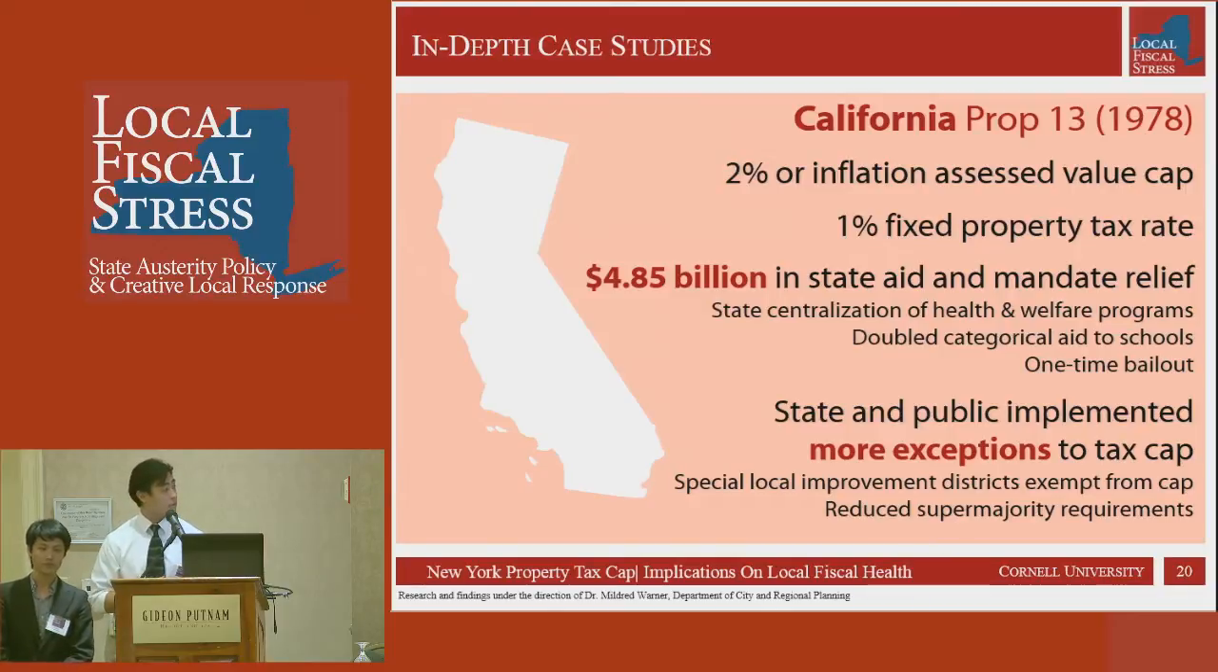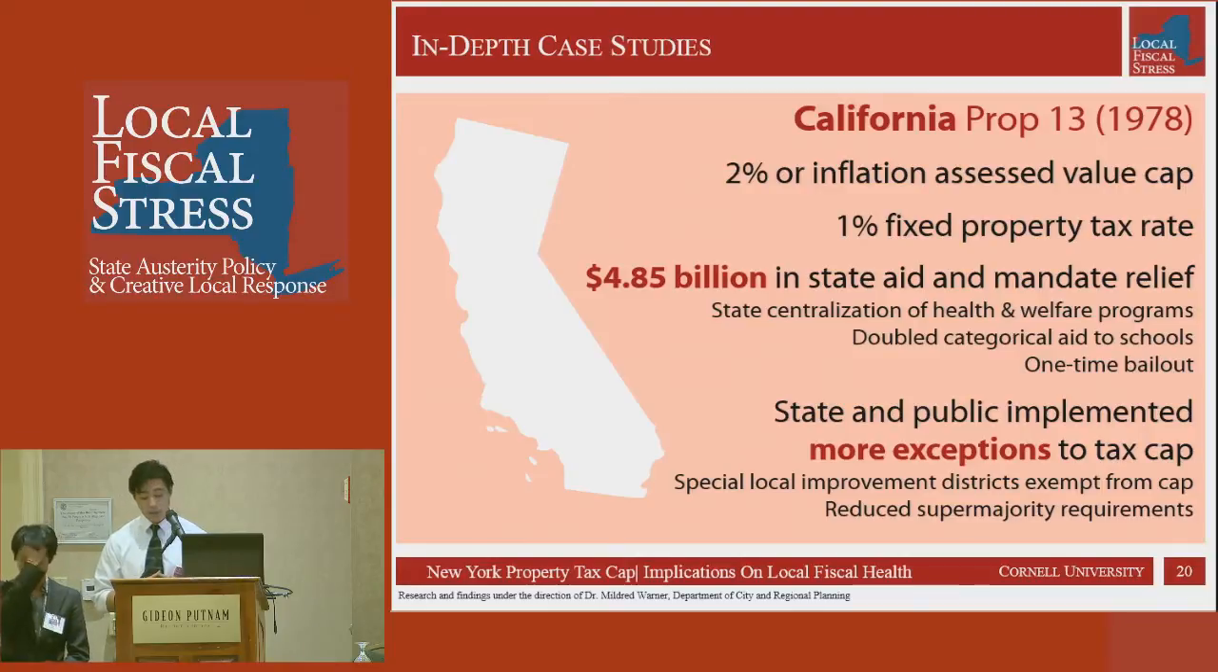Although on paper Proposition 13 seems more strict than New York's property tax cap, the effect of the law has been diminished over time as communities faced financial hardship. More exceptions were added by the state legislature and the public through referendum. For example, in 1982, the state created a new type of local improvement district that was exempt from Proposition 13. Although it required local voter approval, these districts proliferated throughout the state since their inception.